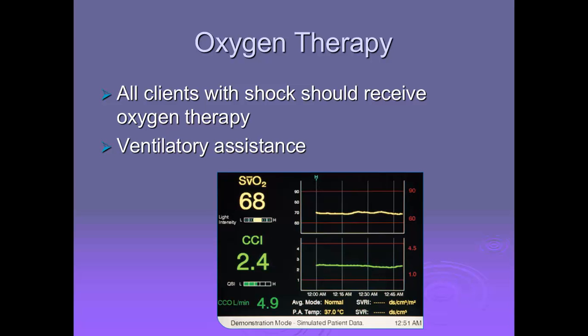Oxygen therapy. All clients with shock, even those that have adequate respiration, should receive oxygen therapy via mask or nasal cannula to maintain their PaO2 of greater than 80 millimeters of mercury during the first 4 to 6 hours of care. If they can't maintain their PaCO2 with unassisted respirations, then ventilatory assistance may be needed.